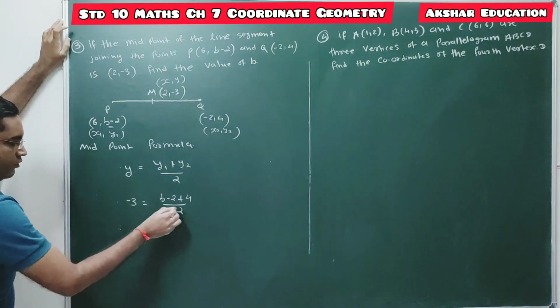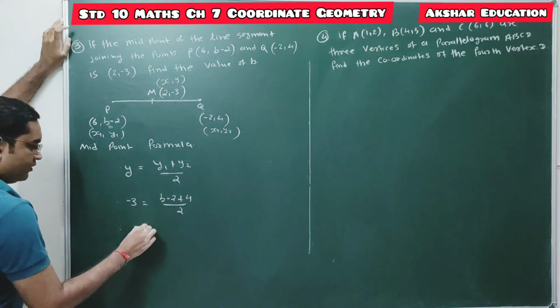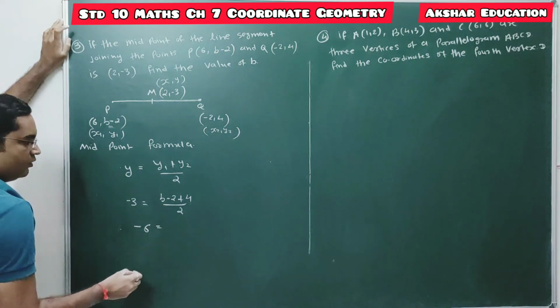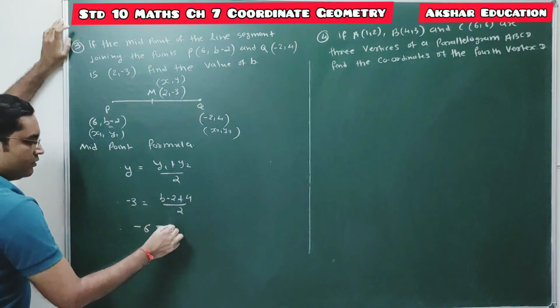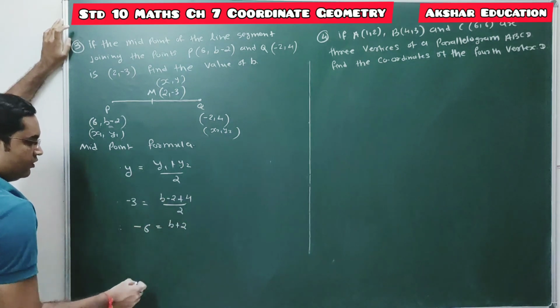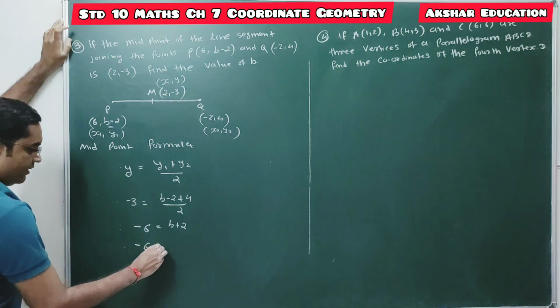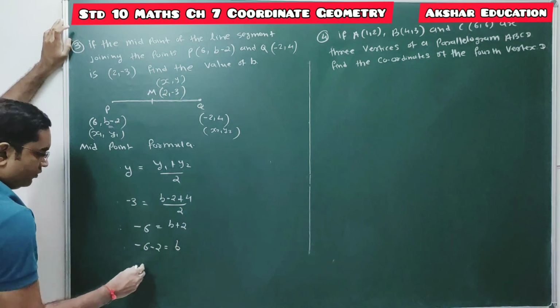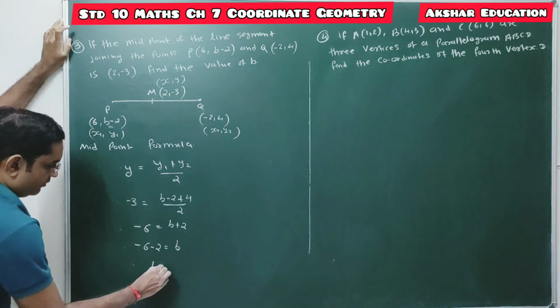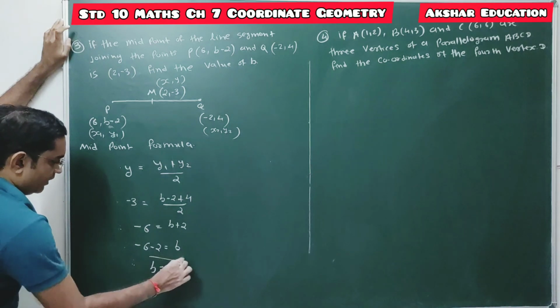So this is equal to, cross multiply, 3 into minus 2, minus 6, equal to b minus 2 plus 4, so it's b plus 2. Taking 2 on the left hand side, it's minus 6 minus 2 equal to b, and therefore we are getting b equal to minus 8.